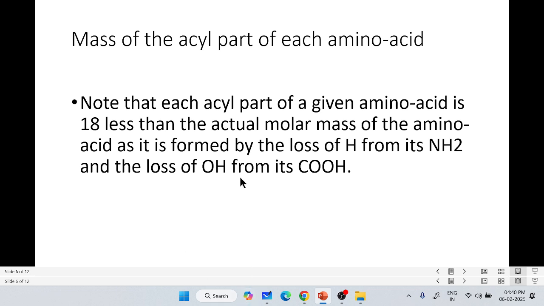One more thing to notice is that when we are adding more and more acyl parts to each fragment, each acyl part of the added amino acid is 18 less than the actual molar mass of the amino acid. Because how do you make the acyl part? You are removing one hydrogen from its amino group, and you are removing one hydroxyl group from its carboxyl group, and so the total loss is 18. So that's why when you are adding the acyl part, you're going to get the molar mass minus 18. So that's what you're adding there.